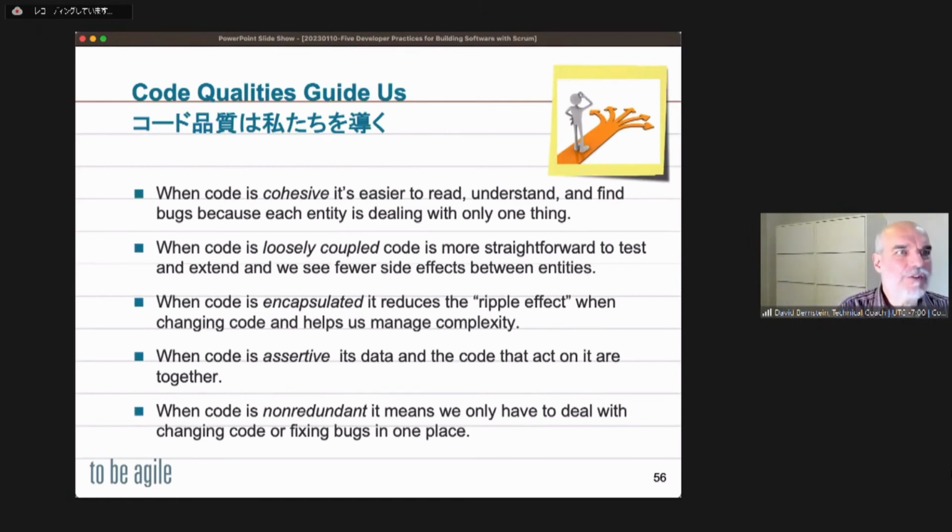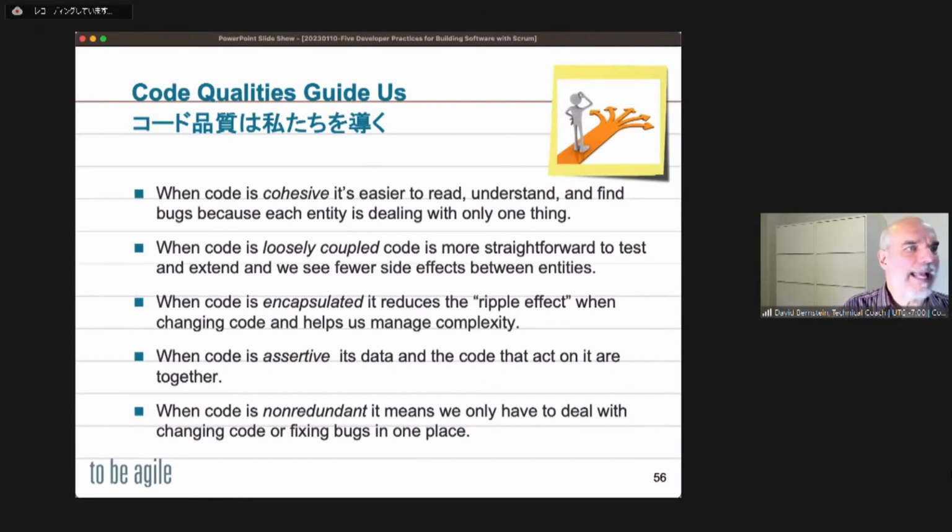Cohesive code is easier to read and understand. Loosely coupled code is more straightforward to test and extend. Encapsulated code means that we're reducing the side effects when we go to change things. Assertive code means that behavior and the state that the behavior acts on are together. And non-redundant code means that we're dealing with changes or defects in only one place.